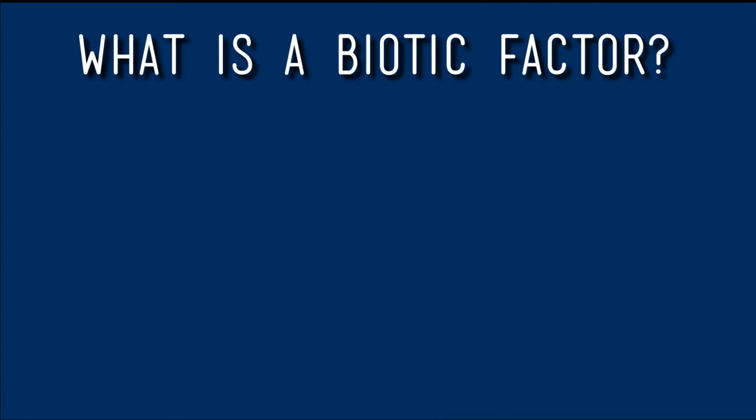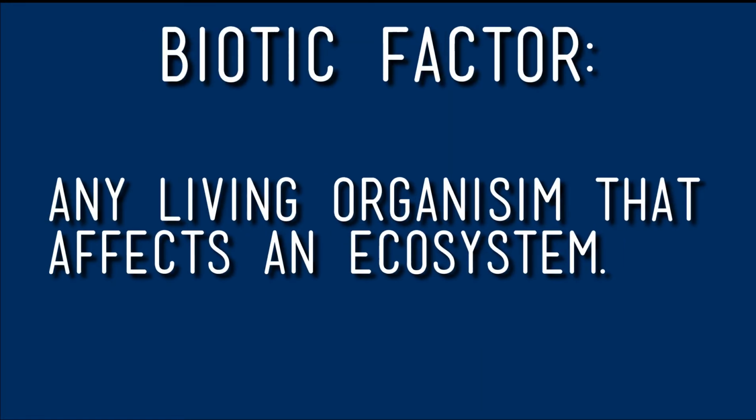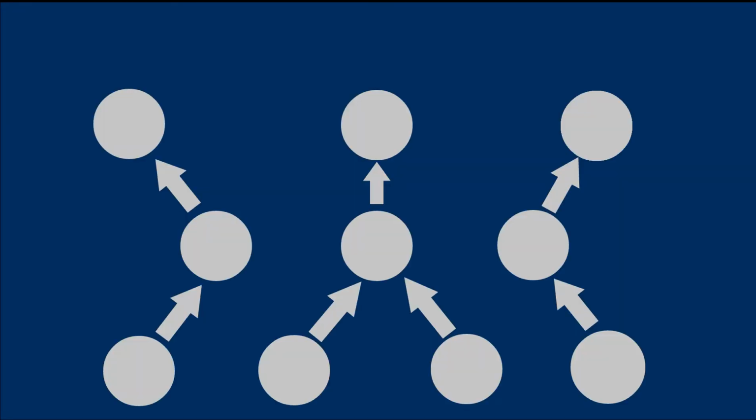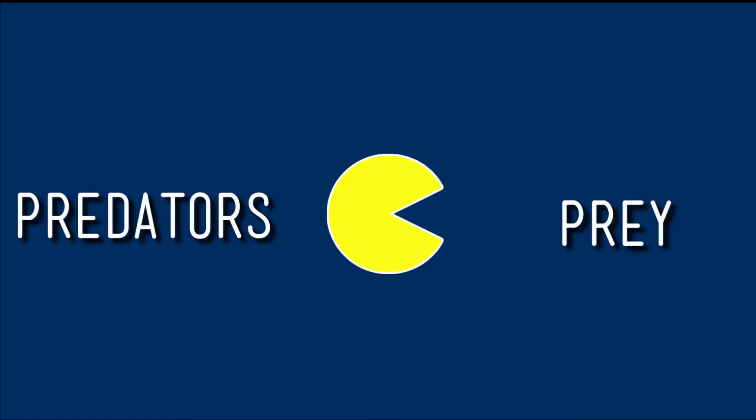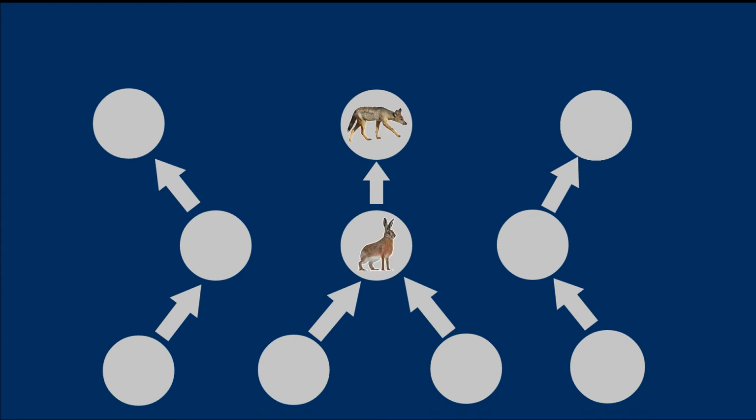First of all, what is a biotic factor? A biotic factor is any living organism that affects an ecosystem. All of the biotic factors are placed somewhere on the food web. The biotic factors interact in the Sahara Desert by predators feasting on their prey. If the prey starts to lose population, then the predator will start to lose population because there's less food available to the predators. An example of this would be a jackal eating a Cape hare.